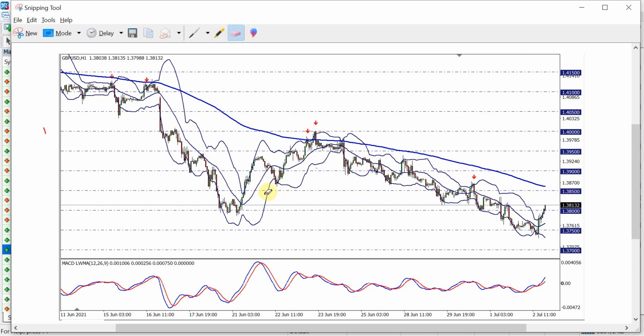I might have thrown up the pivots indicator to see where we are against the pivots. But those again would be the logical points to place that on.